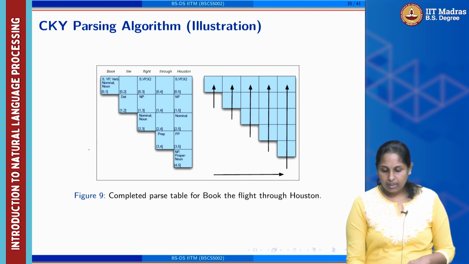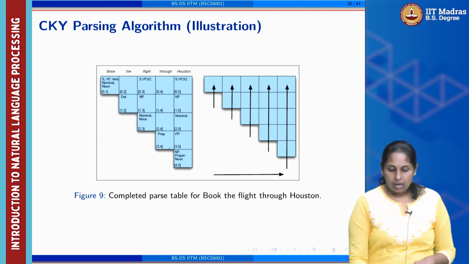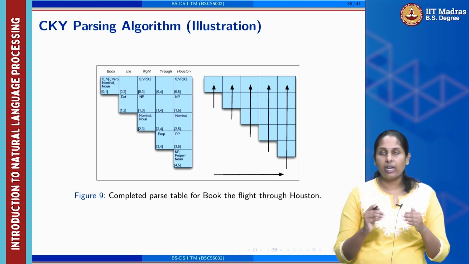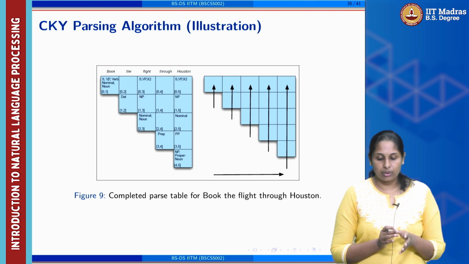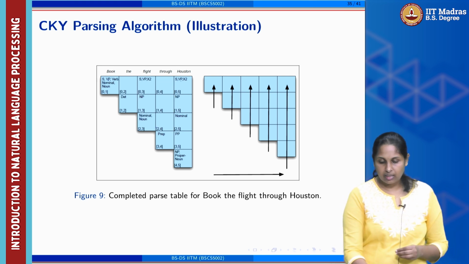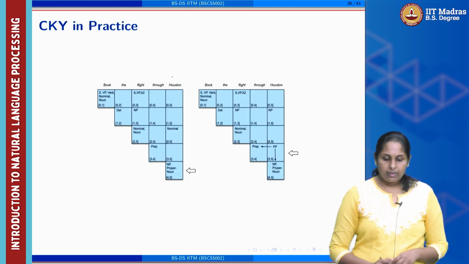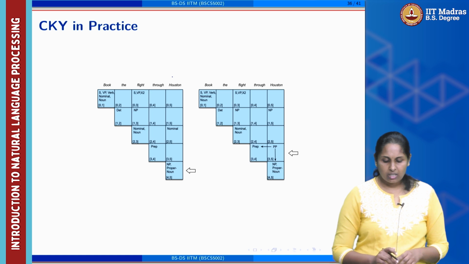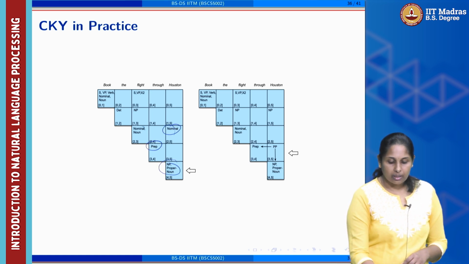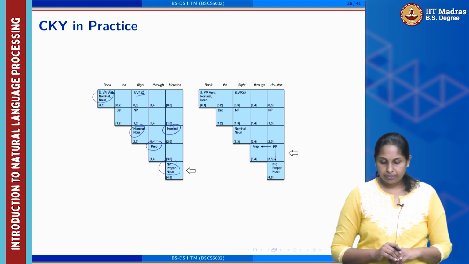It starts from the bottom, filling the words in with part-of-speech tagging, and tries to eliminate the things which cannot be combined together. It reaches the final position and finally identifies whether there is an S or not. So let's take the same sentence, book the flight through Houston. The initial step is that it identifies all the parts of speech here and the basic constituents.